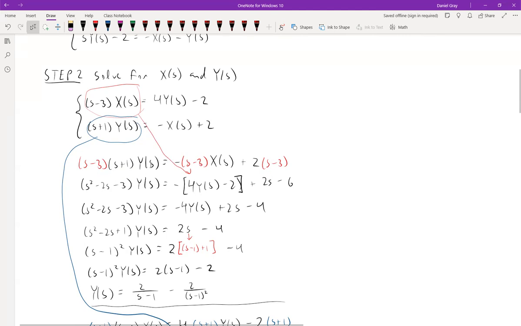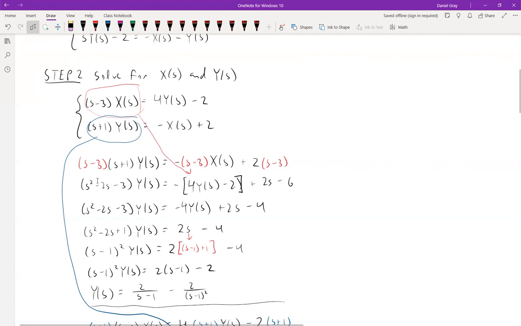So now every single term has an s minus 3 in it. So we have s minus 3 times s plus 1 times Y(s) equals negative s minus 3 times X(s) plus 2 times s minus 3, right? Where I've taken the second equation and every term gets multiplied by s minus 3. Okay. Now that I've done that, well, s minus 3 times X(s) in the red circle here, that's exactly what this is, and that's equal to 4Y(s) minus 2. So I can replace that whole term there with 4Y(s) minus 2, not forgetting that there's still this minus sign on the outside, okay?